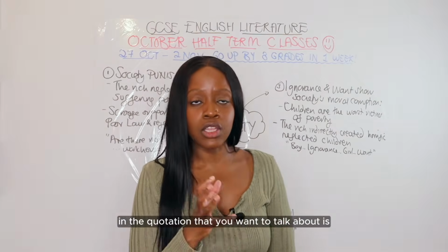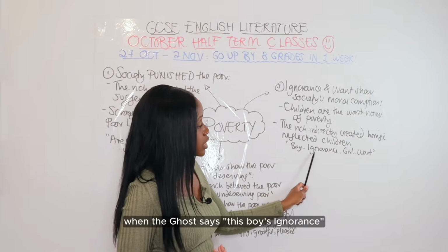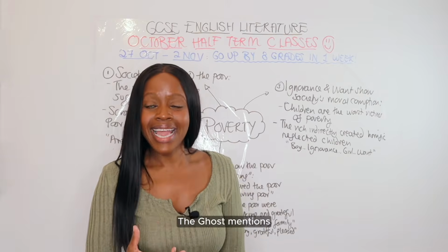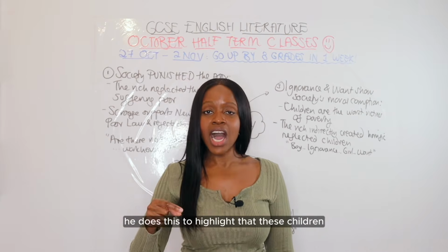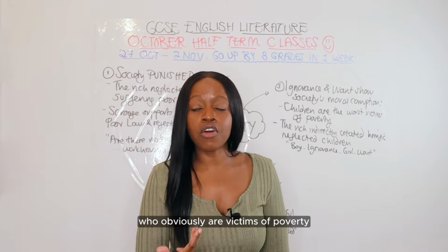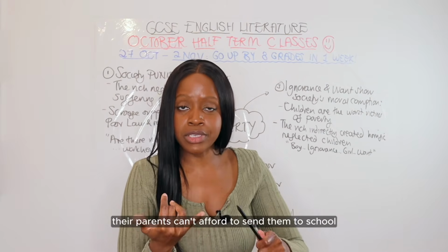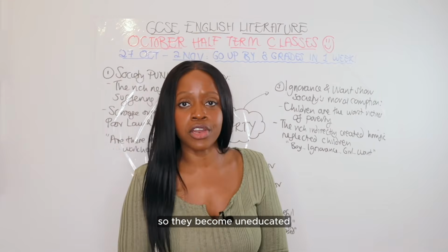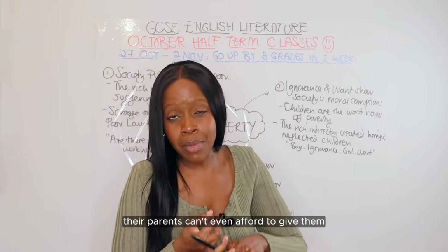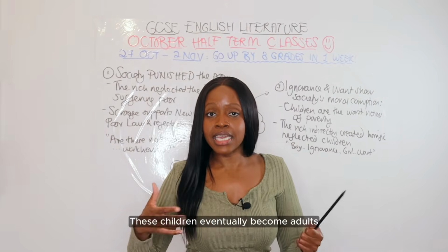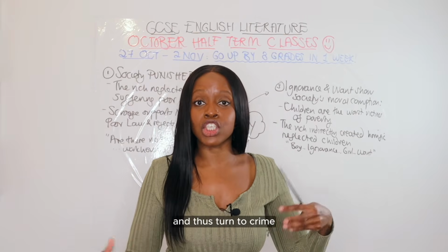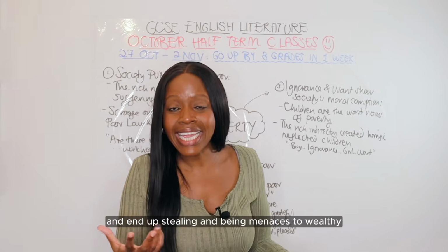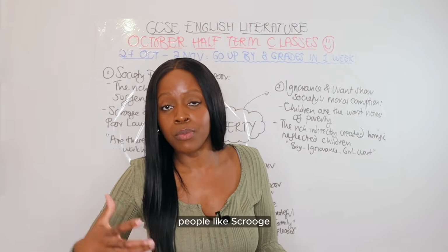And what's really interesting in the quotation that you want to talk about is when the ghost says, "This boy is Ignorance, this girl is Want." The ghost also says, "Beware them both," because he does this to highlight that these children, who are victims of poverty, have parents who can't afford to send them to school, so they become uneducated. Their parents can't even afford to give them basic necessities. These kids eventually become adults who have very few opportunities and thus have to turn to crime, and they end up stealing and being menaces to wealthy people like Scrooge.